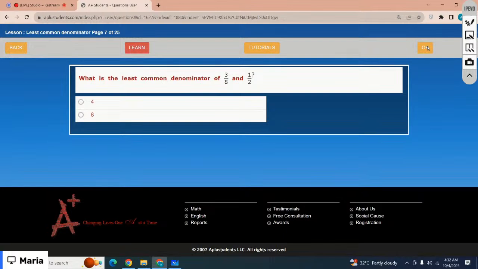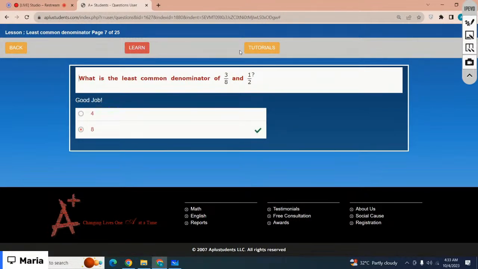What is the least common denominator of 3 over 8 and 1 over 2? Which is the correct option? Very good. That would be it. Okay, you can complete the lesson by yourself later today.